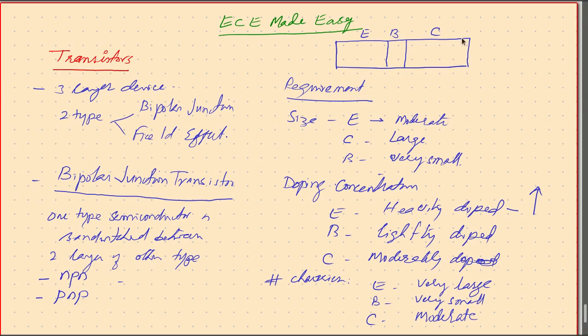The big size is required because the collector is the one which gets heated up after collecting the charge carriers, and there is large amount of surface required for dissipating this heat. So for that purpose, the size of the collector is very large. More details to follow. So these are the main requirements. Only then the three-layered bipolar junction is going to create wonders.